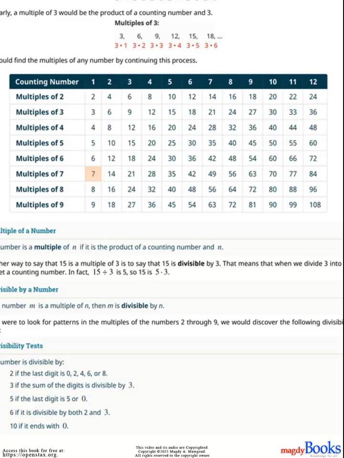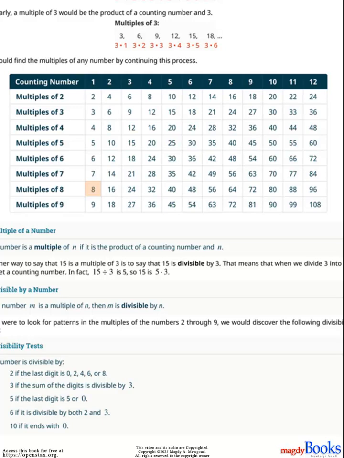Multiples of 7: 1 times 7 equals 7, 2 times 7 equals 14, 3 times 7 equals 21, 4 times 7 equals 28, 5 times 7 equals 35, 6 times 7 equals 42, 7 times 7 equals 49, 8 times 7 equals 56, 9 times 7 equals 63, 10 times 7 equals 70, 11 times 7 equals 77, 12 times 7 equals 84.